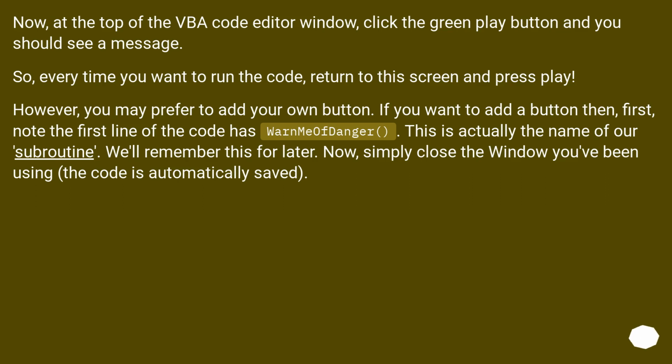However, you may prefer to add your own button. If you want to add a button then, first, note the first line of the code has WarnMeOfDanger. This is actually the name of our subroutine. We'll remember this for later. Now, simply close the window you've been using. The code is automatically saved.